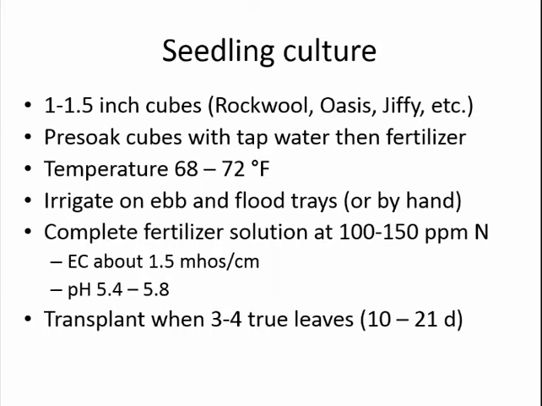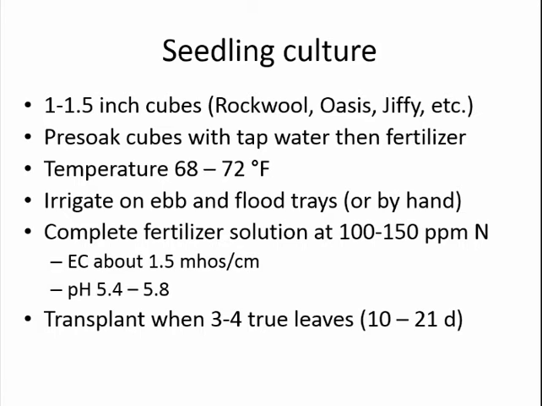The first stage would be the seedling culture stage. This is where you're growing the seedlings in trays of Rockwool, Oasis, Jiffy, or whatever your growing substrate is. You would seed into 1-inch or 1.5-inch cubes. Prior to seeding, you always want to be sure to pre-soak the cubes first with tap water. Sometimes there can be salts in the initial seedling substrate, and you want to remove those salts. And then you want to pre-soak the cubes or that tray in fertilizer water so that you're always seeding into a substrate that has fertilizer.